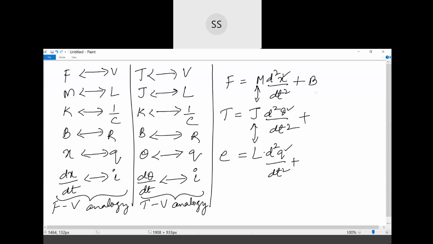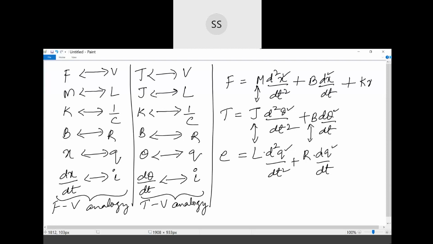Next term, what we have? B into dx by dt. Here we have B into d theta by dt. Plus here we have R into dq by dt. So these two frictions are analogous with the resistance. You can just compare how identical they are. So again X, theta, Q are analogous.